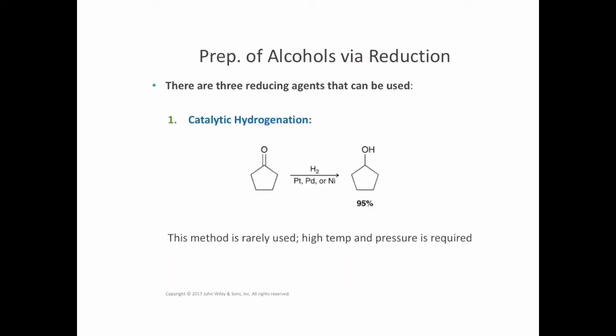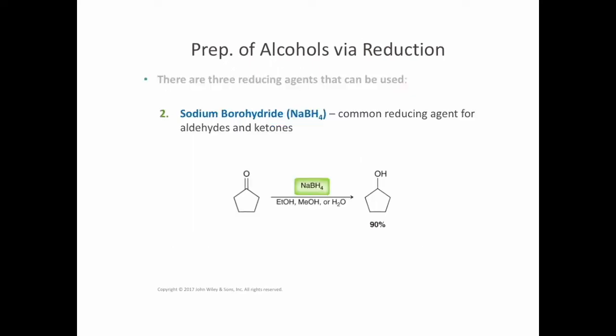There are 3 reducing agents that can be used. The first is hydrogen gas with a metal. However, this is rarely used because very high temperatures and pressures are required. And you may recall that we did use this in converting double bonds to single bonds last semester. The next 2 are what are called hydride reagents. A hydride is simply a hydrogen with 2 electrons and a negative charge.